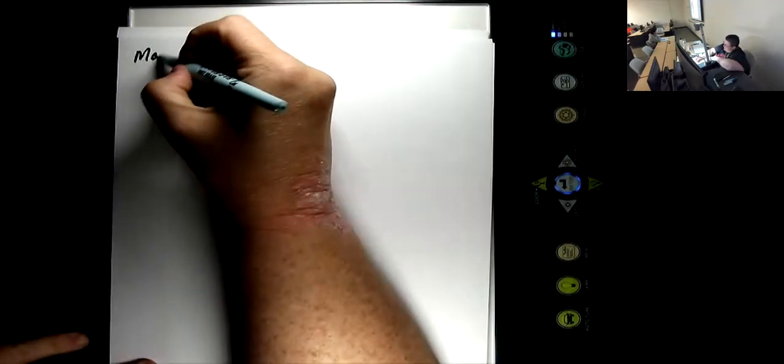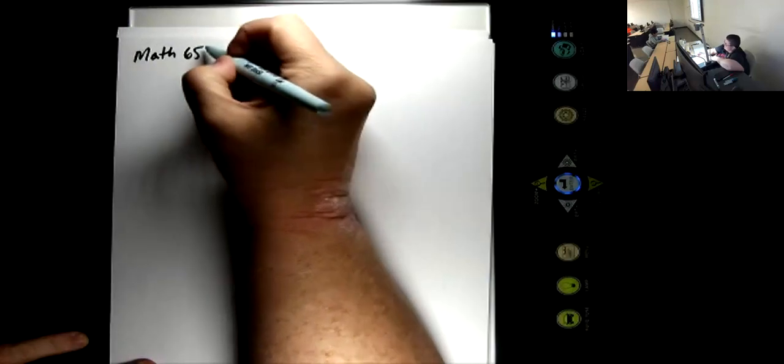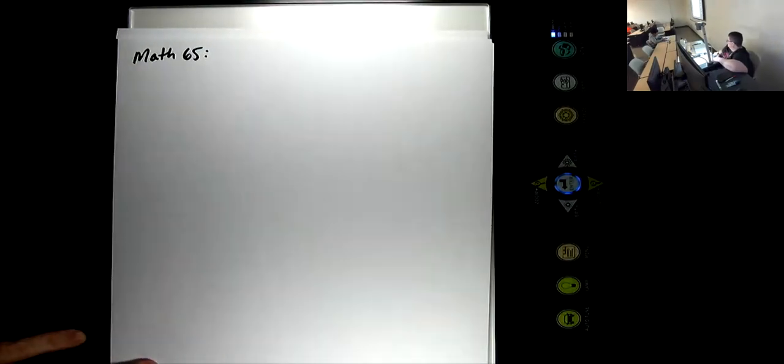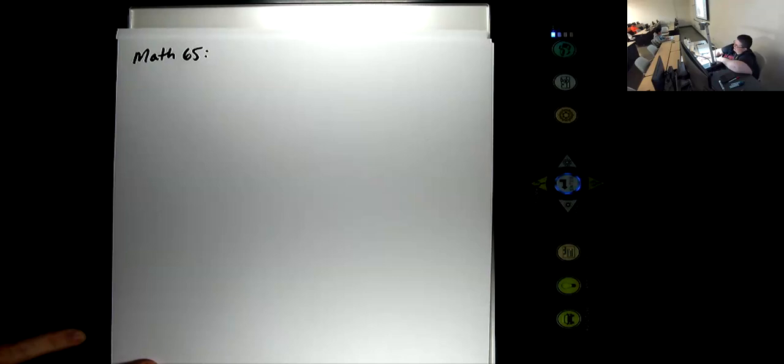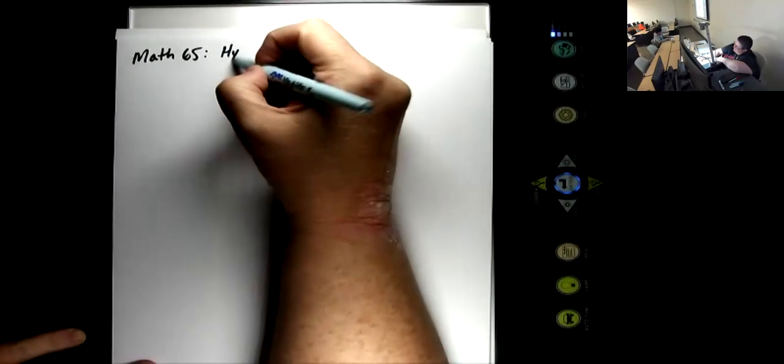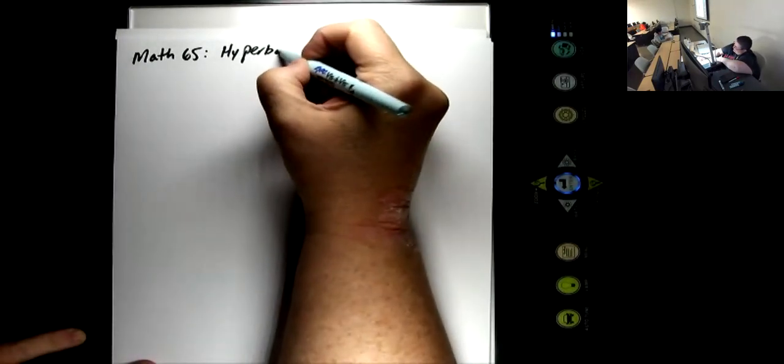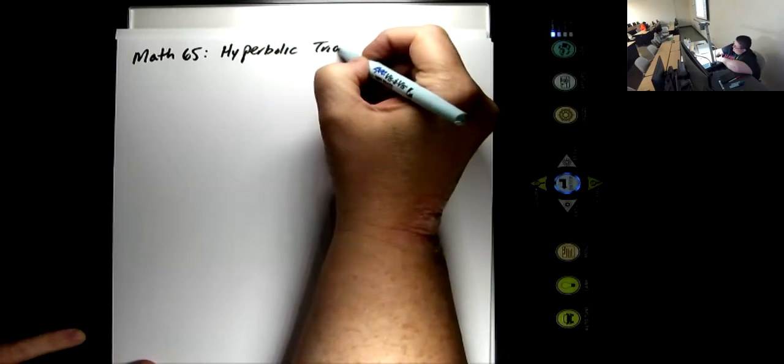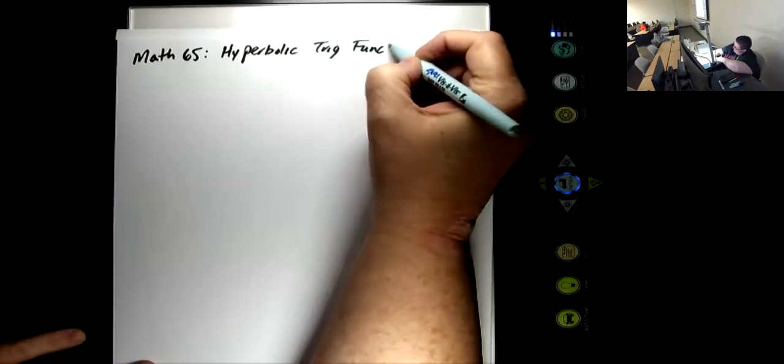Today we are going to cover about 1.5 sections. This stuff is actually hyperbolic functions. Hyperbolic functions in general is what we're looking at. We're going to be doing the hyperbolic trig functions. This is actually in 6.9 in the book.